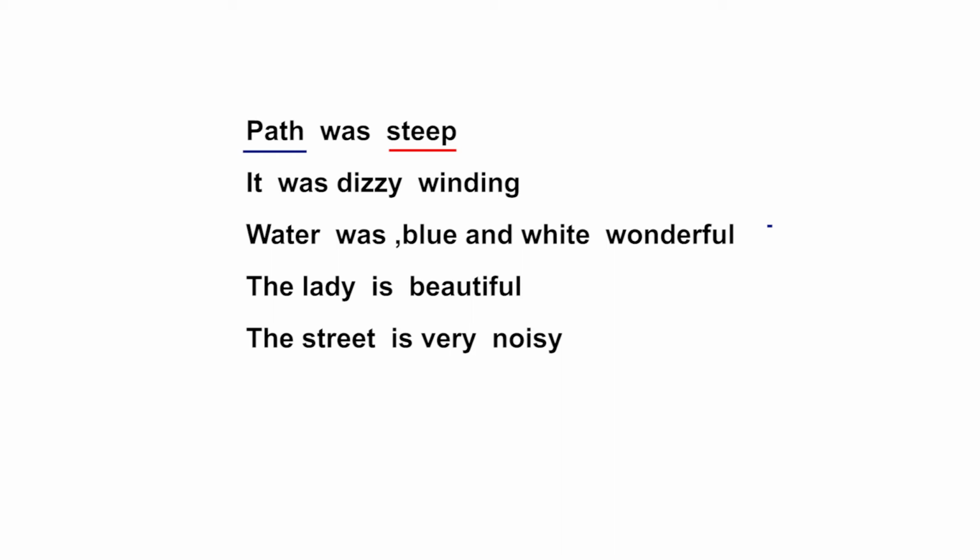Like the next sentence, it was dizzy and winding. Which is it? It means the path is being described again. It was dizzy and winding. Dizzy is a describing word. Winding is another describing word. There are two describing words. Look at the third one. Water was blue and white and wonderful.